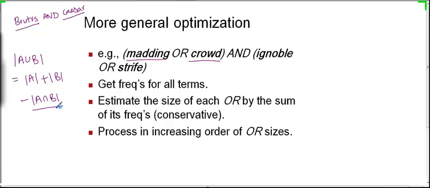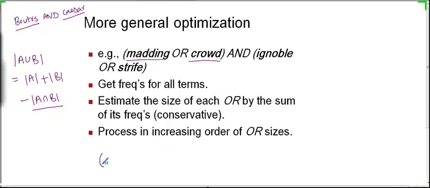But because we don't know what this intersection is unless we actually calculate it, if we are just given the length of A and the length of B as given by the document frequency field, the best possible estimate that we can come up with for the OR result is the sum of the lengths of the two postings lists.